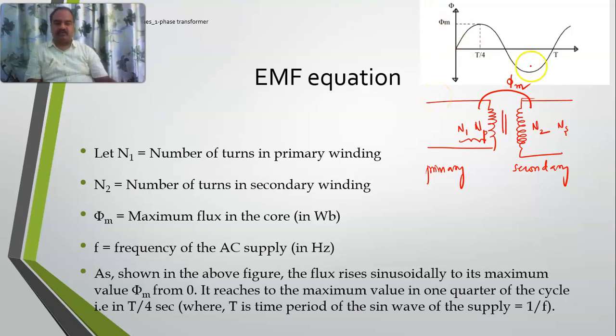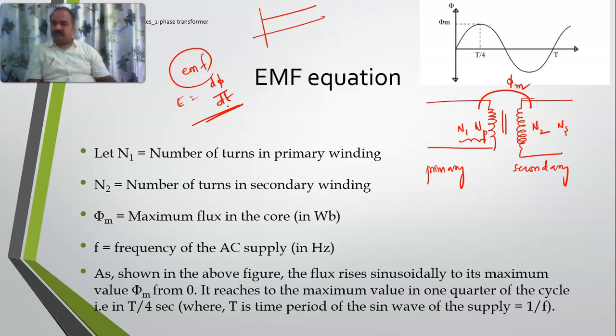Now let us suppose the flux which is linking both the windings is given by phi, and phi will generally be sinusoidal in nature. One more thing which I forgot to say earlier: if a transformer is provided with DC, the flux will be constant. If the flux is constant, EMF is not induced, because for EMF induction the formula is E equal to d phi by dt. If the flux is not varying either with respect to space or with respect to time, EMF is not induced.